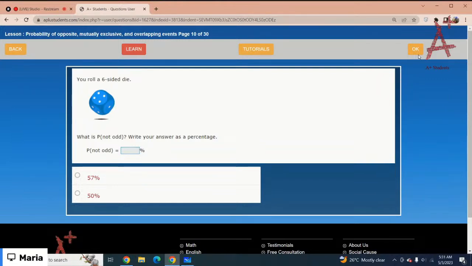You roll a six-sided die. What is the probability of not odd? On the dice, you have 6 numbers 1, 2, 3, 4, 5, 6. 3 are even and 3 are odd. So the probability of not odd means probability of even and it would be 50% because 50% of them are even and 50% of them are odd.